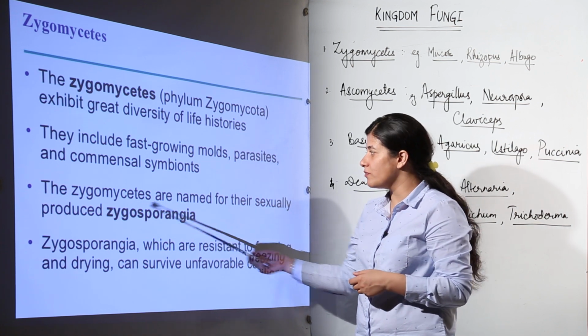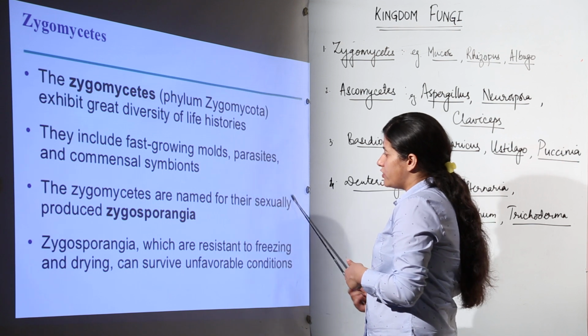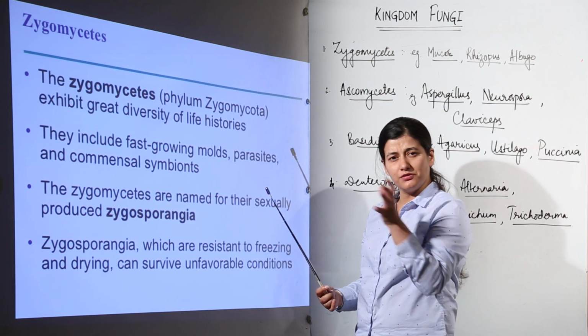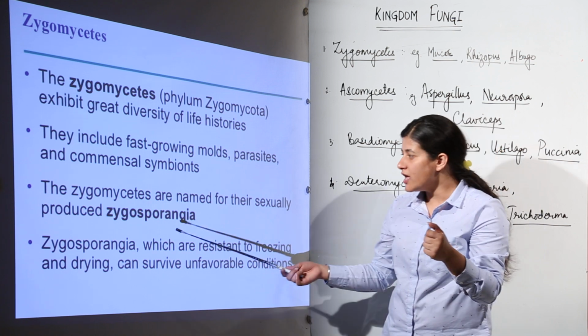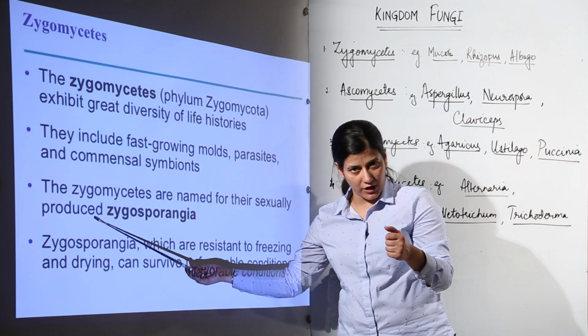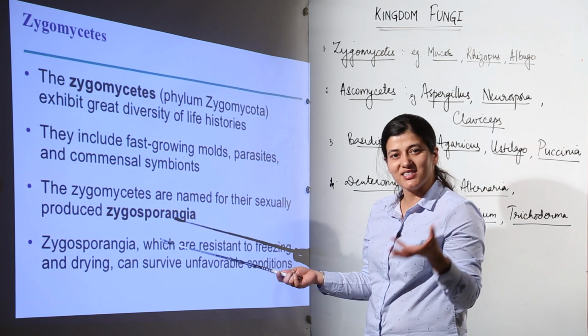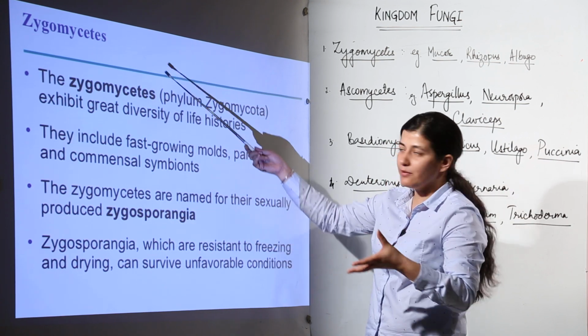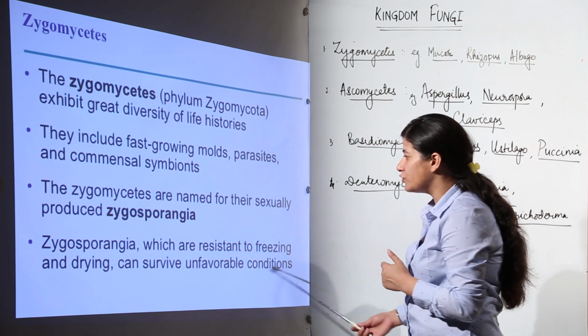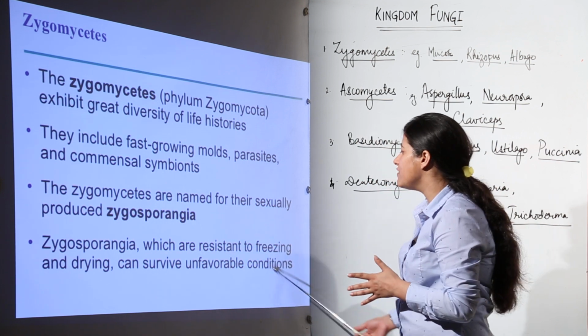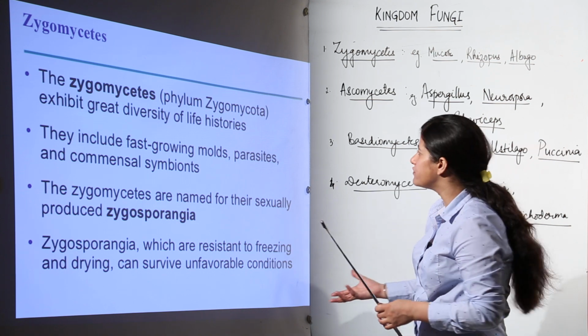Then we have that the Zygomycetes are named for their sexually produced zygosporangia. Didn't we talk about zygospore in the previous lesson? That zygospore is born upon the zygosporangium. That zygosporangium is the mycelium basically. That is why the name Zygomycetes comes. Now zygosporangia, which are resistant to freezing and drying, can survive unfavorable conditions. This you have to remember.